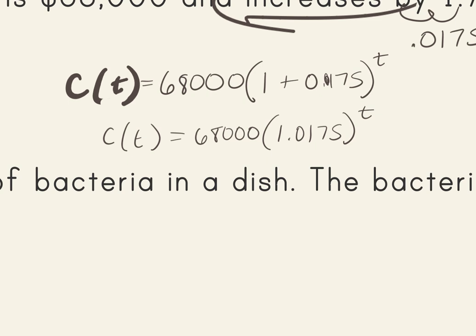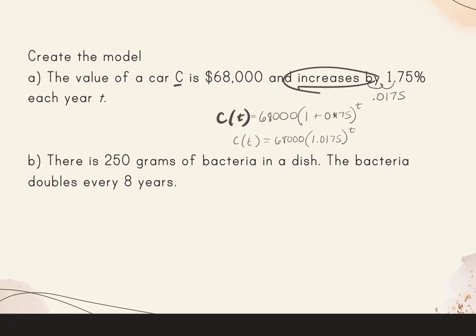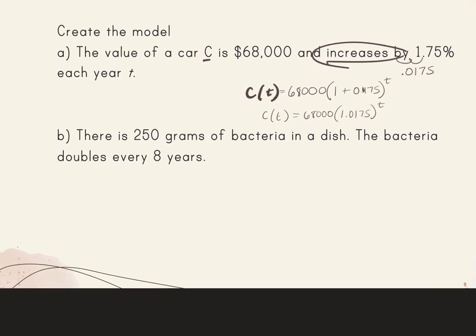All right, B says there are 250 grams of bacteria in a dish. The bacteria doubles every 8 years. So if it doubles, what formula are we using? The double life one. So we start with our initial, then our base is 2, and our exponent is T over H, H being the number of years it takes to double. So it'd be T over 8.